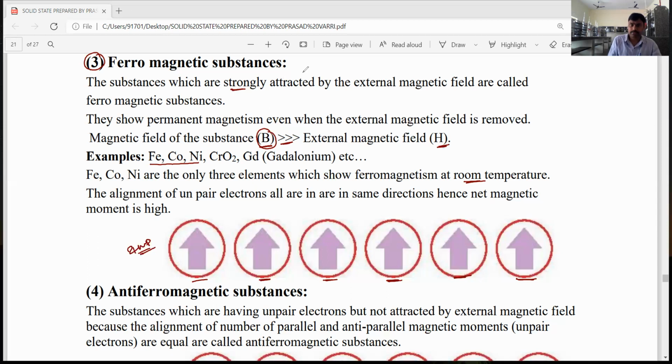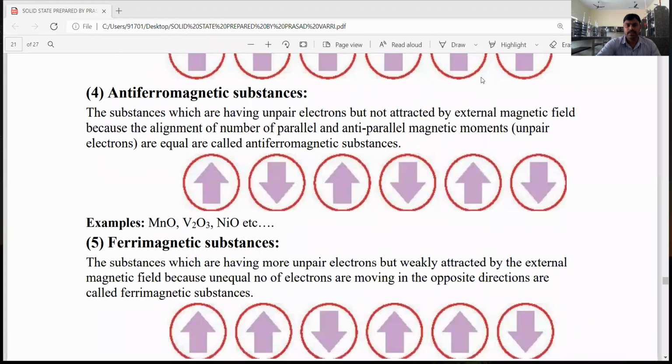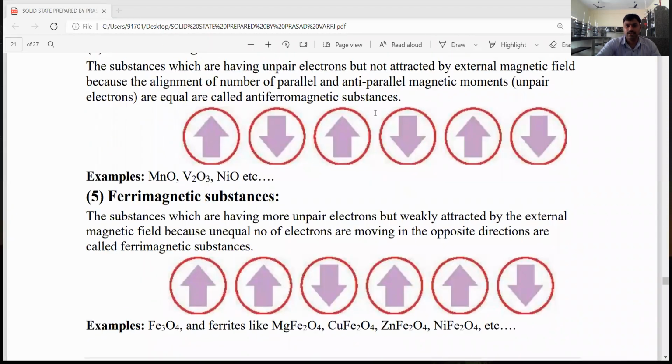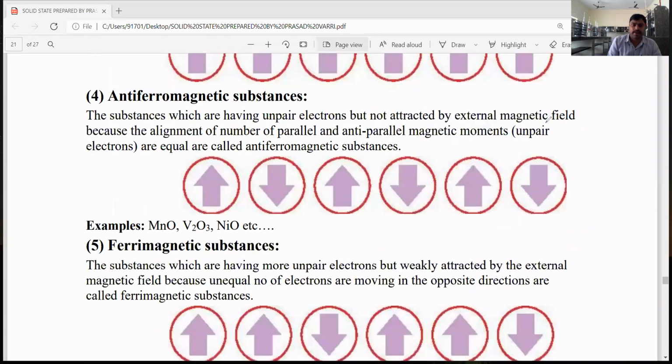Next, let's see the antiferromagnetic substance. Antiferromagnetic substance means a substance in which unpaired electrons are present. Here also unpaired electrons are present, but they are not attracted by the external magnetic field. Why? Because of the alignment or arrangement of the unpaired electrons.